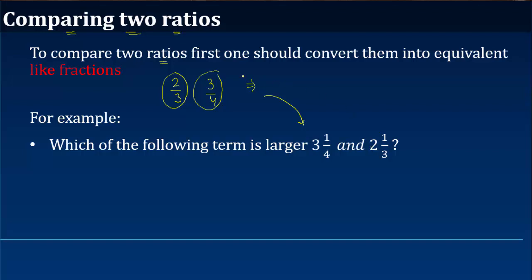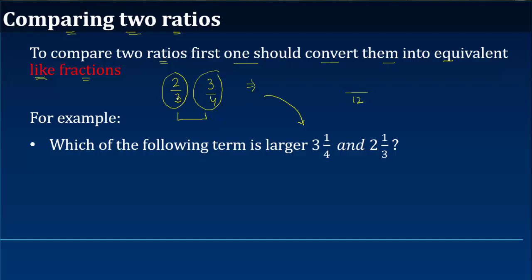In order to compare these two ratios, what we need to do is first convert them into equivalent like fractions, which means that I have to get the denominator common in both the ratios, and then I just compare their numerators. So let's say, for example, if I had to compare these two, I will take the least common multiple of 3 and 4, which is 12.